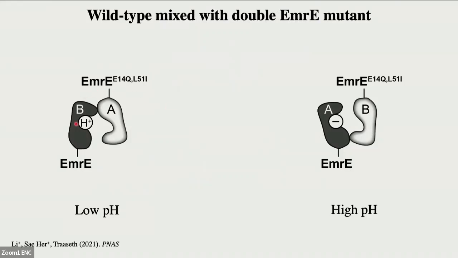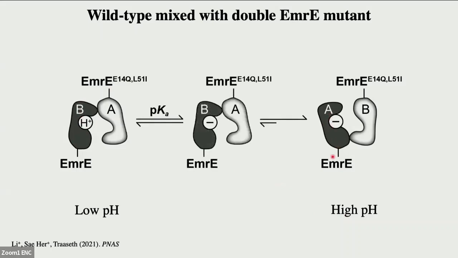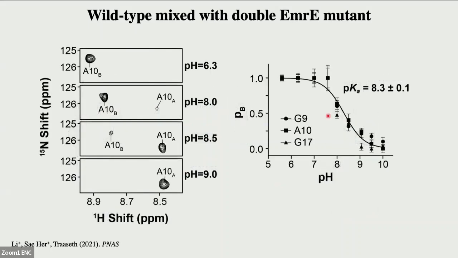So if we labeled wild type, we would see B at low pH. If we then went to high pH, we would see the labeled heterodimer in monomer A. And the idea of this is then that we could probe the pK of monomer B, and then this equilibrium would simply switch over. So the readout will be the relative signal intensities of monomer A and B peaks as a function of the pH titration. So a little bit complicated kind of experiment, but it turned out that it actually worked.